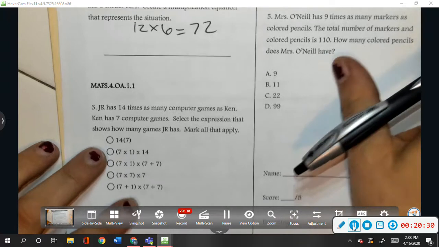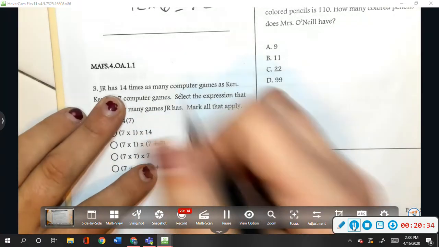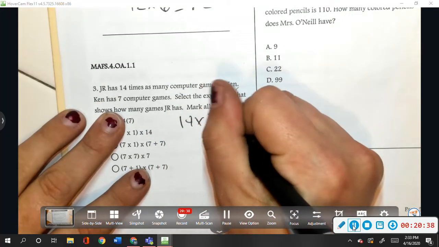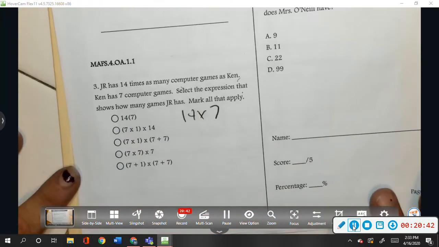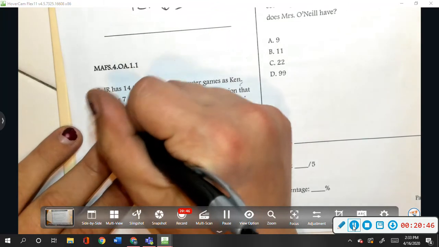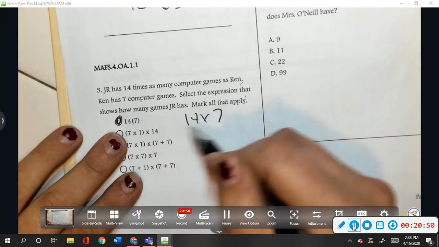Number 3, Junior has 14 times as many computer games as Ken. Ken has 7. Select the expression that shows how many games Junior has. Well, remember when we have a number next to a parenthesis, it is implied that we are multiplying. So 14 parenthesis 7 is the same as 14 times 7.